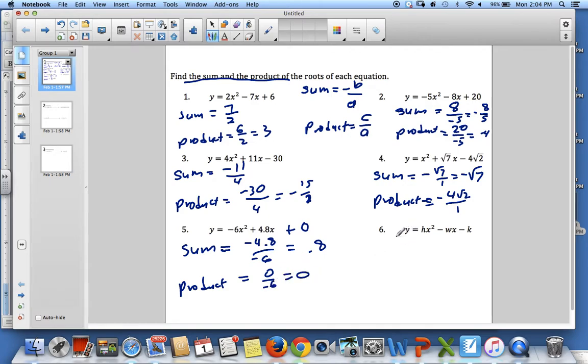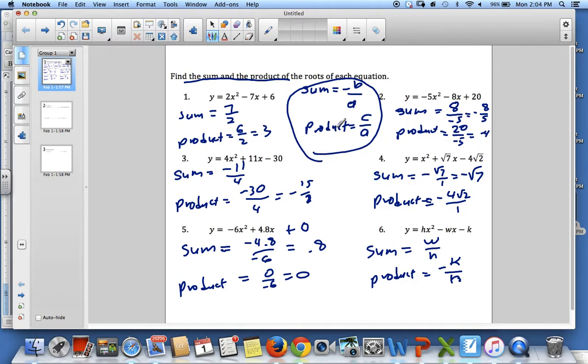And the last one here, the sum is going to be negative b. B is negative w. Negative times negative is positive, w over a, which is h. And the product is going to be c, which is negative k over h. And that's it. For those 6 problems, they're done very quickly once you know this formula right here. We kind of memorized it by saying negative BACA, B-A-C-A.